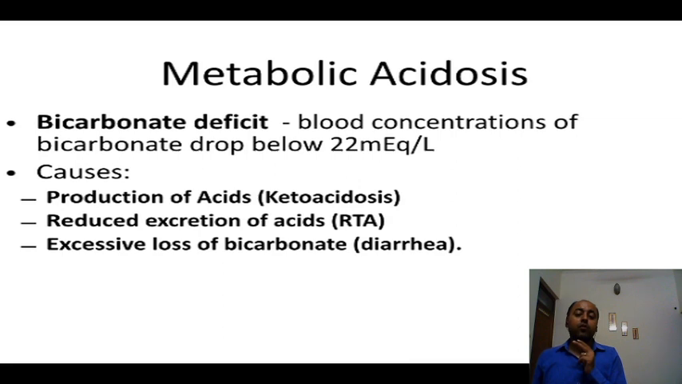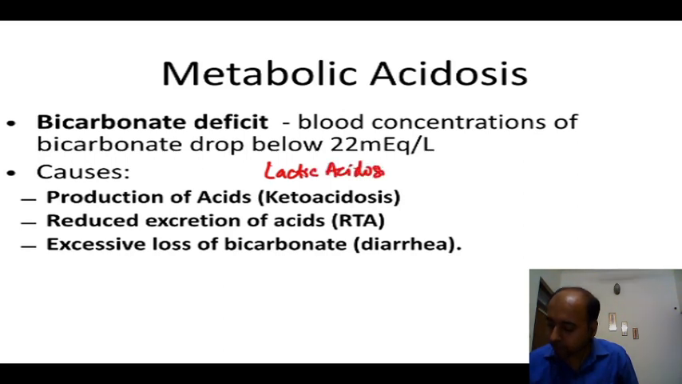Primary causes for metabolic acidosis. What are the primary causes for metabolic acidosis? More commonly, it is the production of acids. For example, ketoacidosis. We can have lactic acidosis. There can be reduced excretion of acids, or there can be excessive loss of bicarbonate.